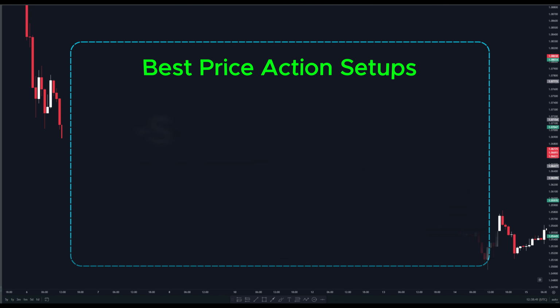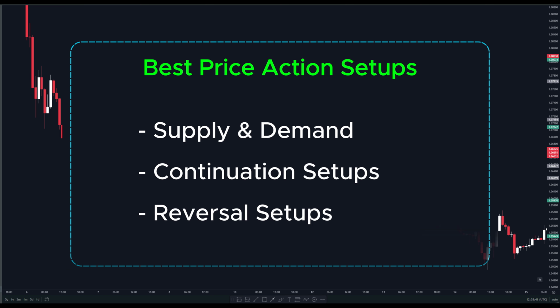We will dive deep into the following topics. First, we will cover the supply and demand trading setups based on price action. Second, we will explain how you can take positions in a continuous market trend. And the last setup will be based on a reversal market trend. Let's start after a short intro.